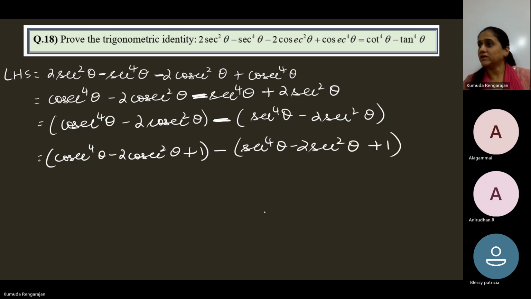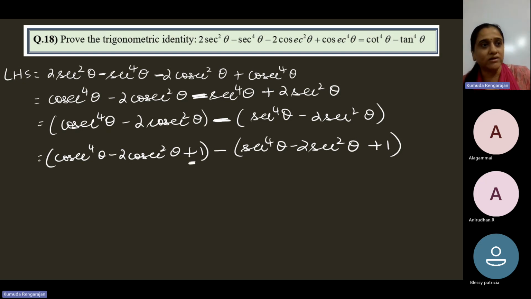You should now tell me, see here. What have you done in the first bracket? You put a plus 1, right? If you write a plus 1, you should write a minus 1, no? If you put a plus 1, you should write a minus 1. Only then plus 1 minus 1 is 0 and you're not changing the value of the expression.